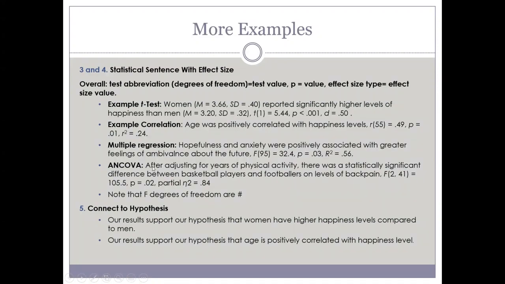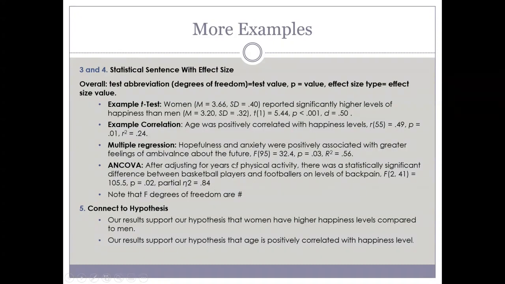For our ANCOVA example, it reads, after adjusting for years of physical activity, there was a statistically significant difference between basketball players and footballers on levels of back pain. So the ANCOVA is also represented by a capital F, but the difference between that and the multiple regression is that the ANCOVA actually has 2 different degrees of freedom. So we'll have the capital F and then in parentheses our first degrees of freedom, comma, the second one. Have that equal to our test statistic, comma, our p-value, and then our partial eta squared for our effect size. And that's equal to 0.84.